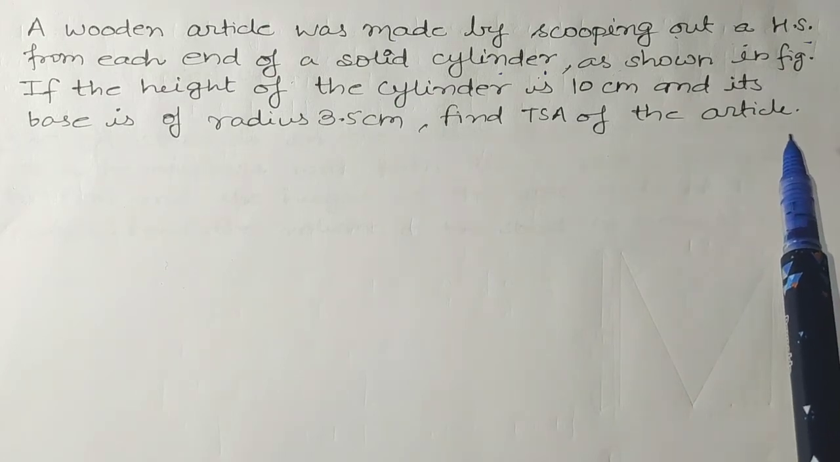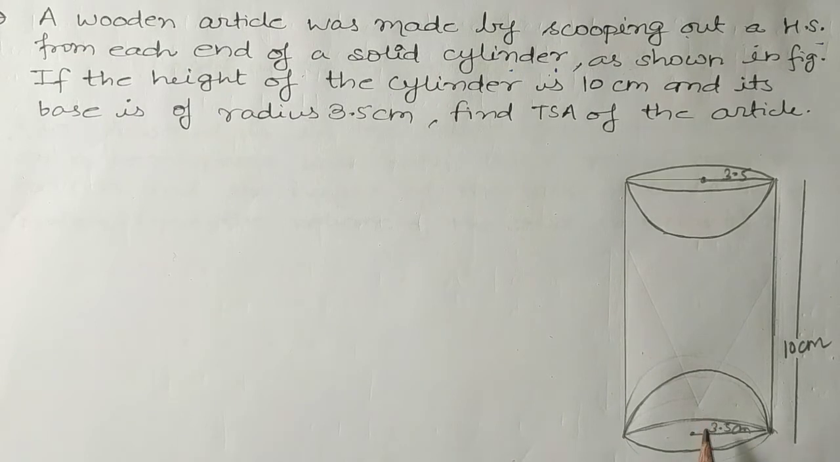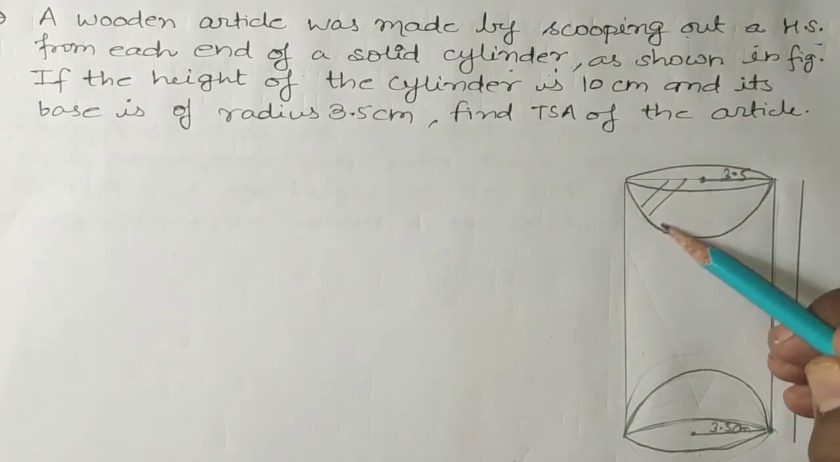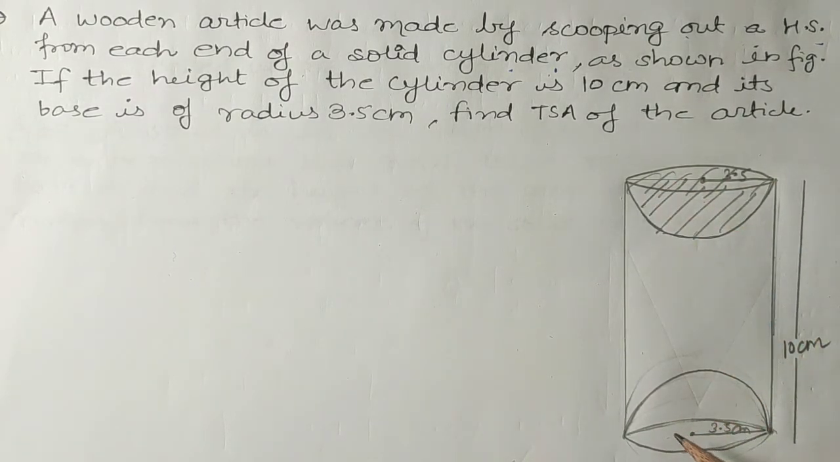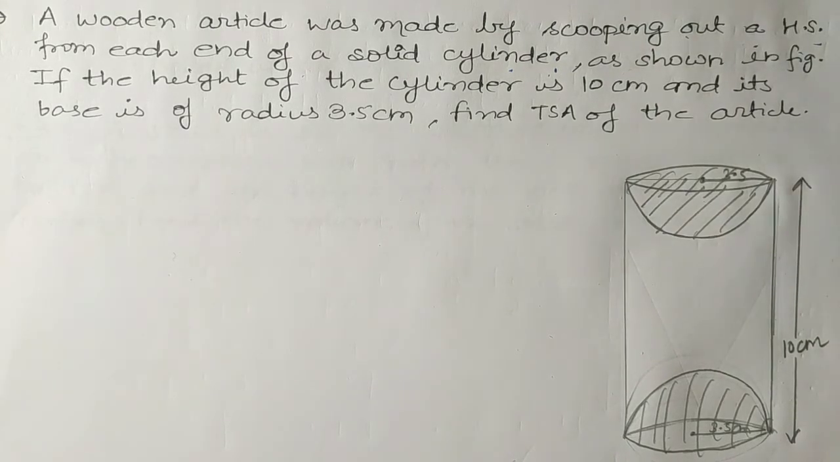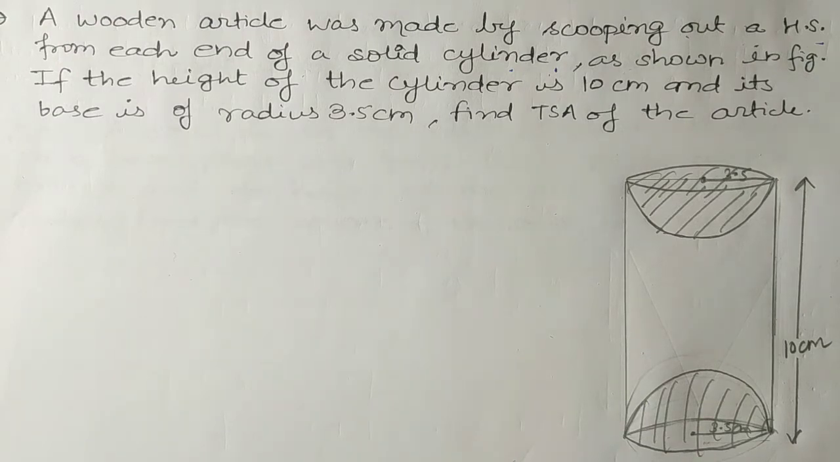So firstly, let us see the figure. The figure of the question is this. Here a wooden article, and it is made by scooping out. Scooping out means this hemispherical shape is cut out from the cylinder. This hemispherical shape is cut out from this solid cylinder, and the height of the cylinder is 10 centimeter, and the radius of the cylinder is 3.5 centimeter. And that will be the radius of the hemisphere also.